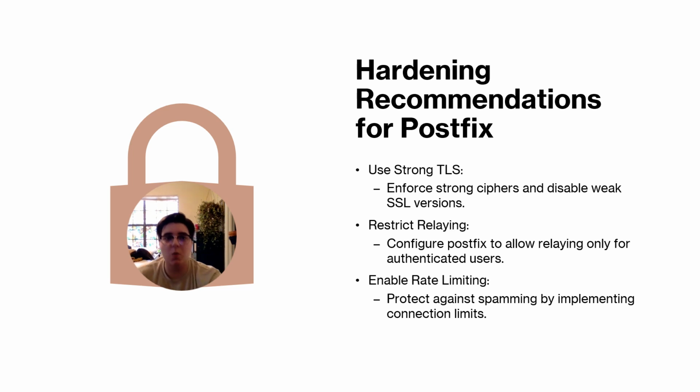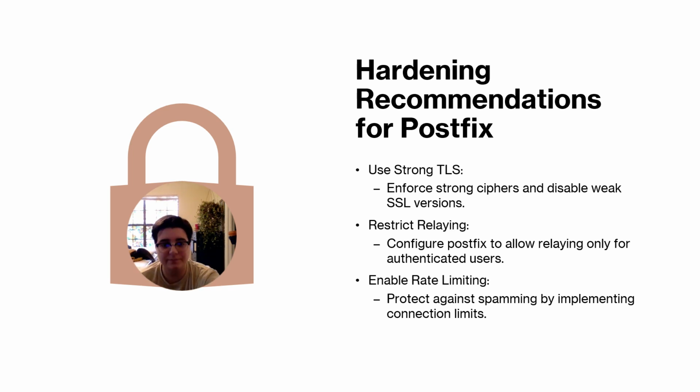Securing postfix requires a few key steps, though. First, enforce strong TLS by disabling weak protocols and ciphers. Just like with Dovecot, only TLS 1.2 or higher should be allowed. Second, restrict email relay. This means the server should only allow authenticated users to send mail. Without this restriction, the server could be exploited as a spam relay, which could lead to blacklisting or even legal consequences. Lastly, implement rate limiting. Limiting the number of connections and emails the server handles at one time helps prevent denial of service attacks and other types of abuse.